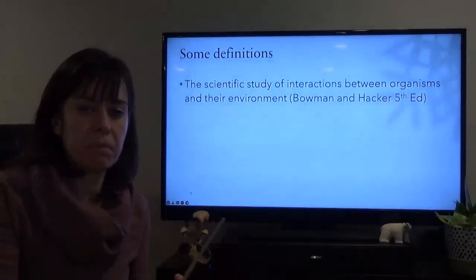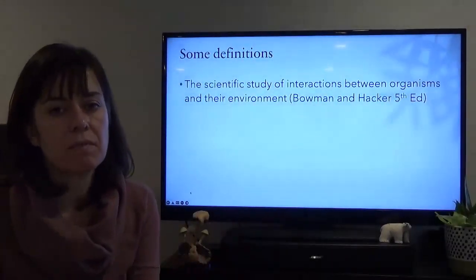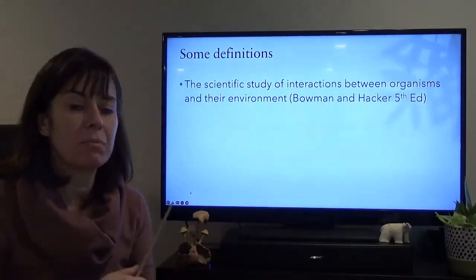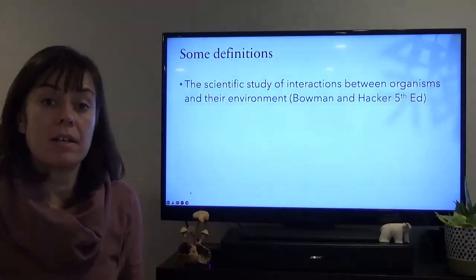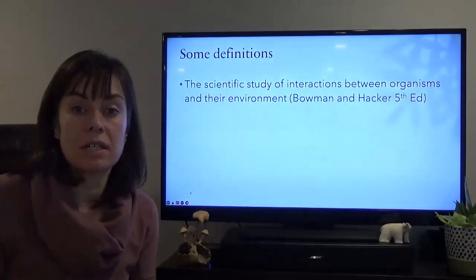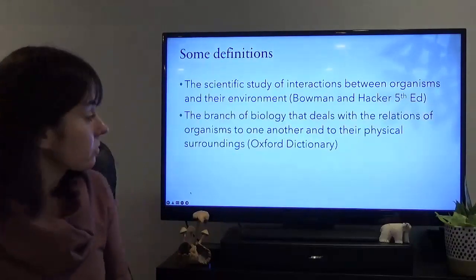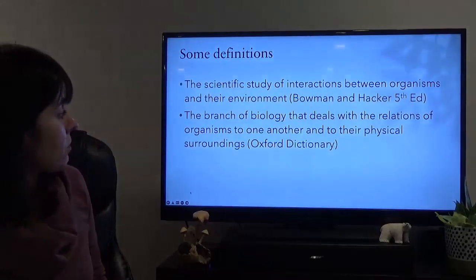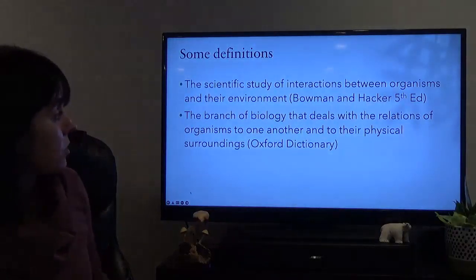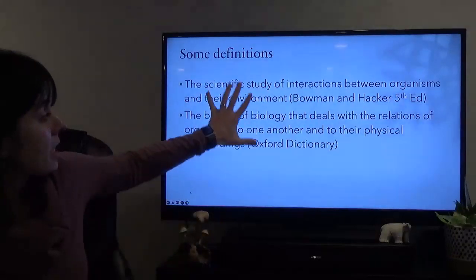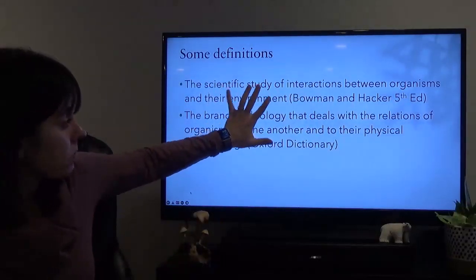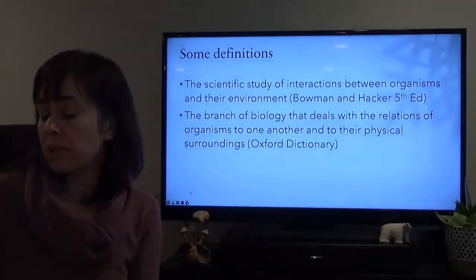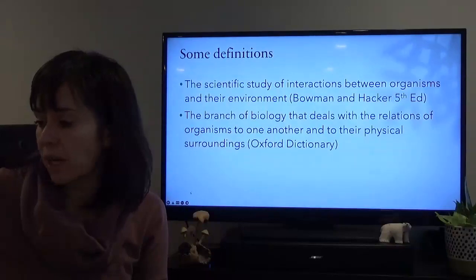So we have biological entities, we have the physical environment. How are those organisms interacting with their environment, interacting with one another, and that occurs across scales, as we'll see moving through this lecture. And this is from the Oxford Dictionary: the branch of biology that deals with the relations of organisms to one another and their physical surroundings. So again, same kinds of ideas. So a scientific discipline in which we study organisms, their interactions with one another, and their interactions with the environment.